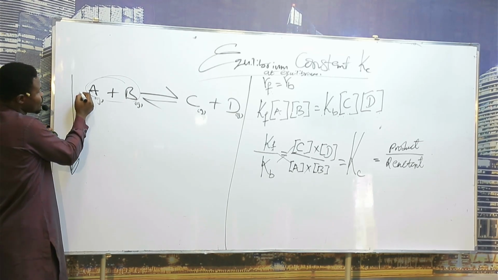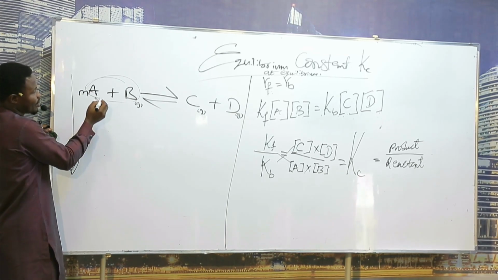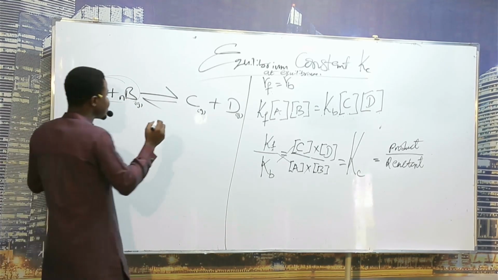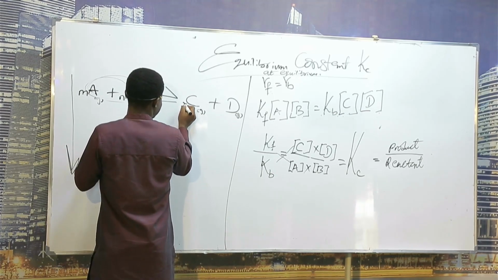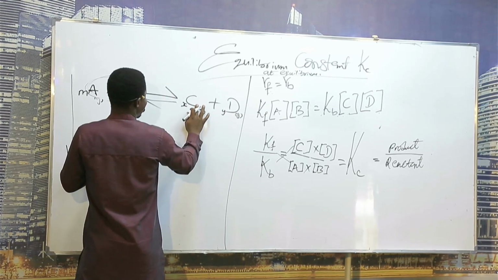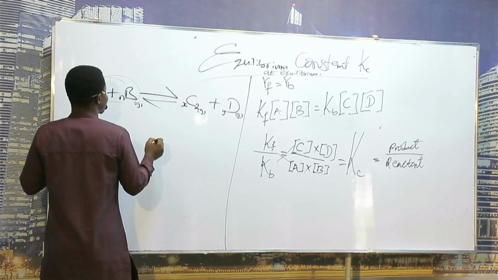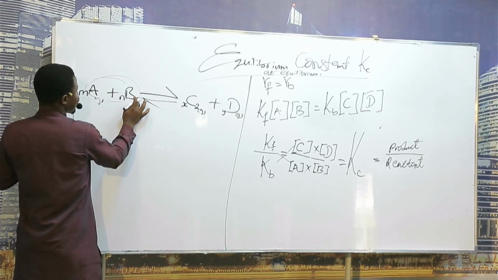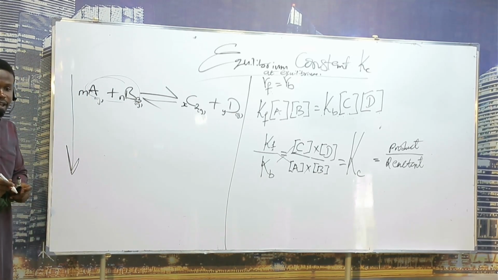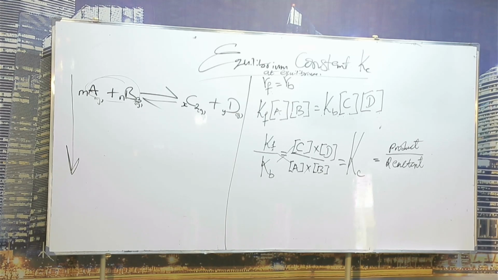Let me assume this is my M, this is my N, this is my X, and this is my Y. And here I have 2, and here I have 3. So can you write the expression for the equilibrium constant? Let's do it.